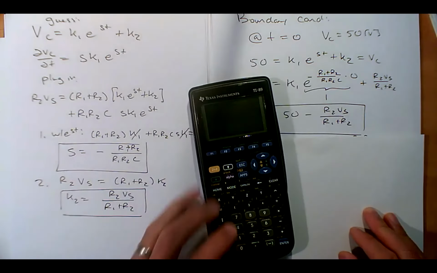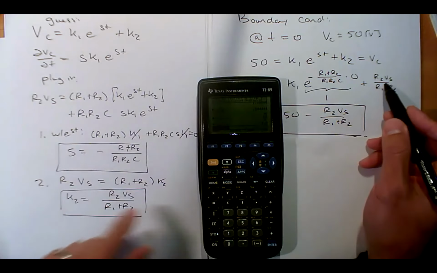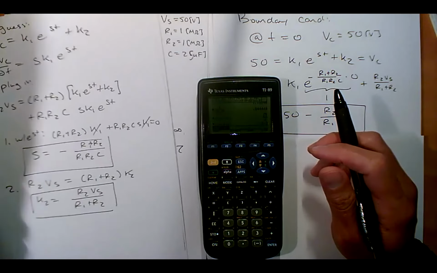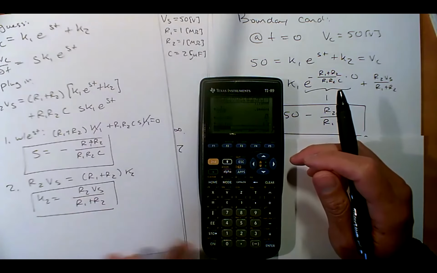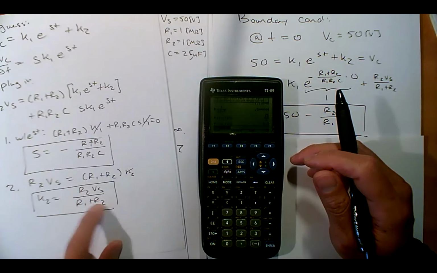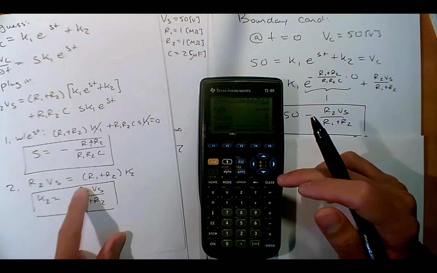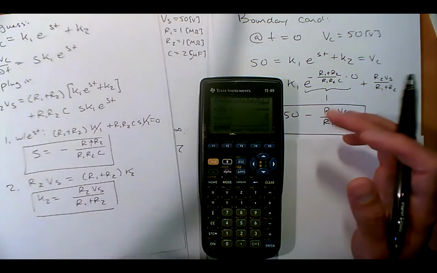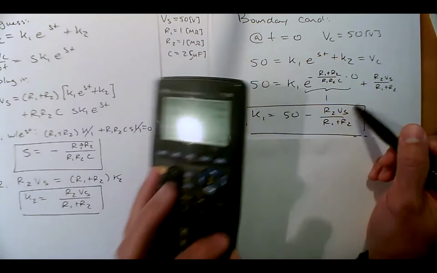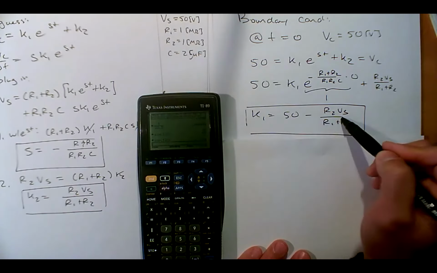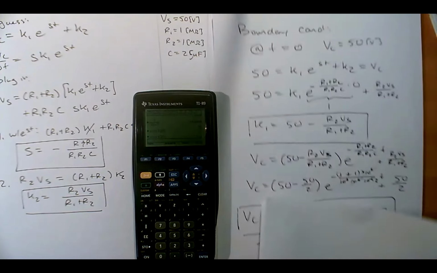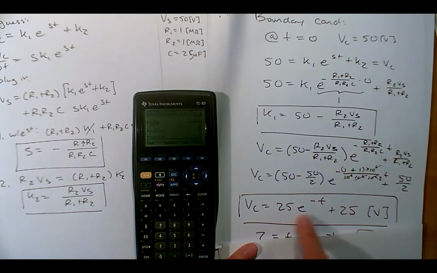K2 is this one here, and let's take our numbers. So what do we have? 1 mega ohm, 1 mega ohm, 50 volts. So this is 1 mega ohm divided by 2 mega ohms. The mega ohms cancel, I'm left with 1/2 times Vs, 50. That's 25. I don't have to punch that in my calculator. And if I know that this is 25, K1 is 50 minus that, so that's also 25. So much for the calculator. I'm happy with this, 25 and 25.